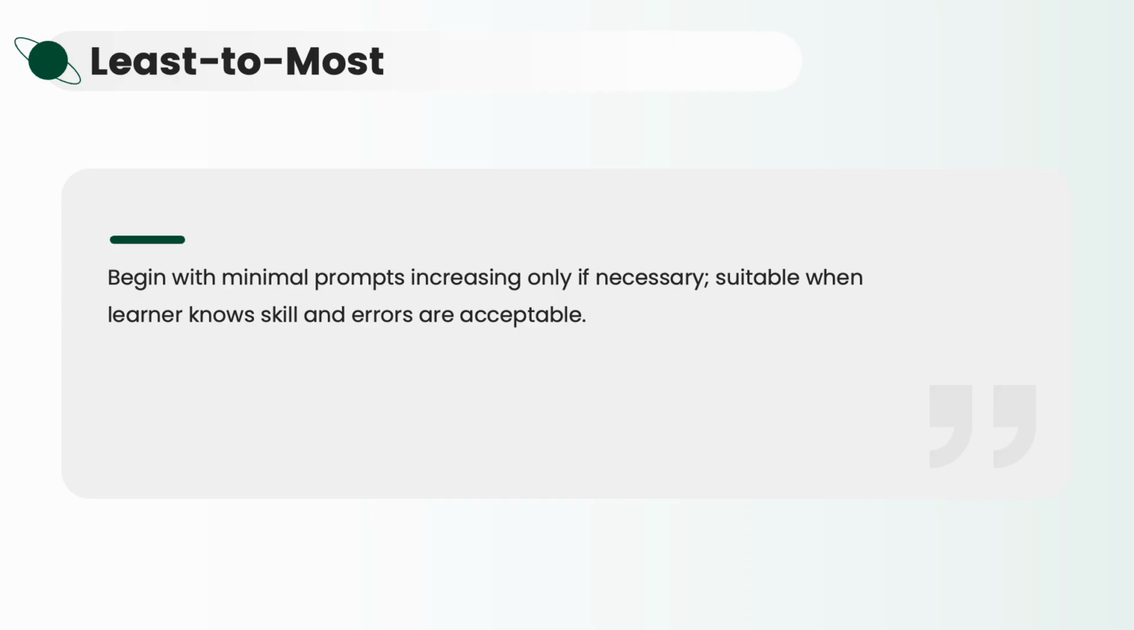Here's a question for you. Why might least to most be a better choice for a skill a learner already knows? Exactly, because we don't want to overprompt and accidentally teach them to rely on help they don't need. Here's a key caution. The biggest risk here is waiting too long to prompt. If the learner sits there confused or starts engaging in problem behavior, we've waited too long. So it's about finding the balance. Give a chance for independence, but don't let errors pile up.